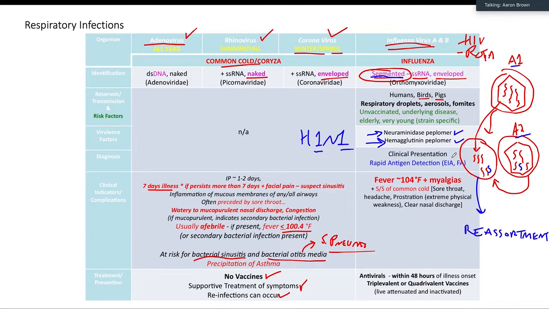So how do we diagnose this? We have a rapid antigen detection. I really want to go back to my red color. This blue is making me nervous. So we have rapid antigen detection we can use to identify this, the rapid flu test.